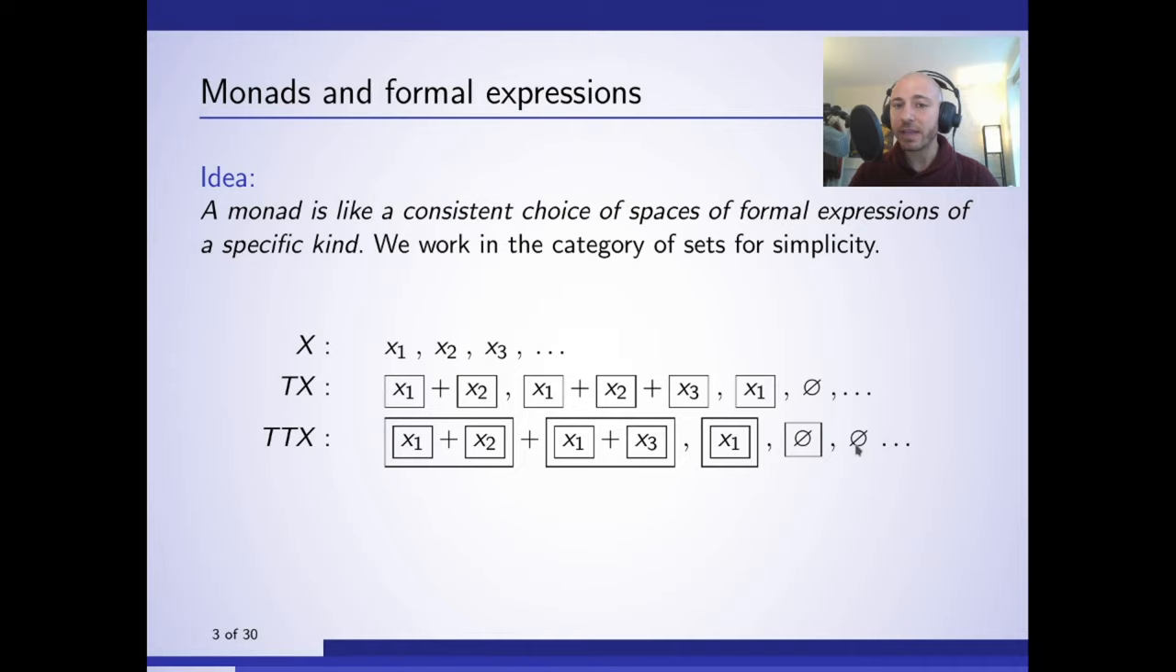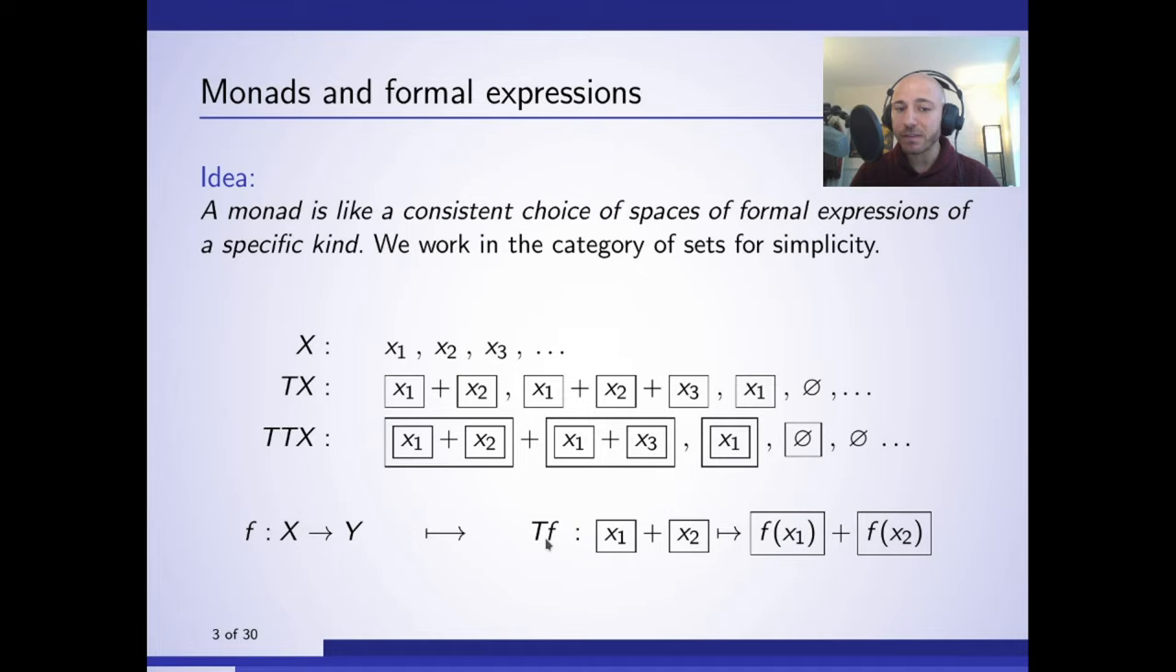What does it do on morphisms, so on functions? Suppose that we have a function from X to Y, two sets, then Tf goes from TX to TY. What does it do? It takes a formal expression of TX, has some things in a box, and it just applies f inside the box. If you're familiar with Haskell, think of fmap, okay? That's what it really does. It applies the function inside the box. Okay, so that's the endofunctor.